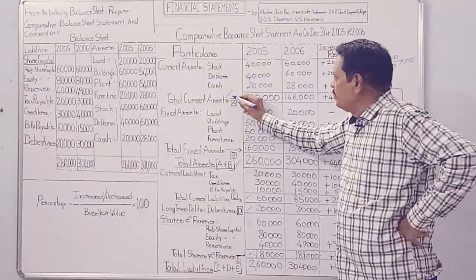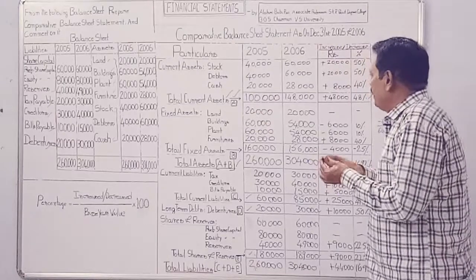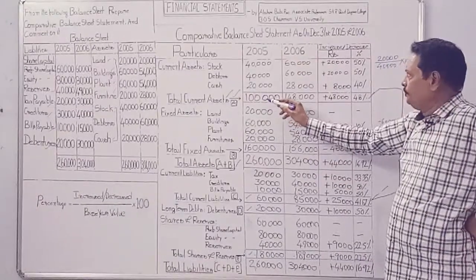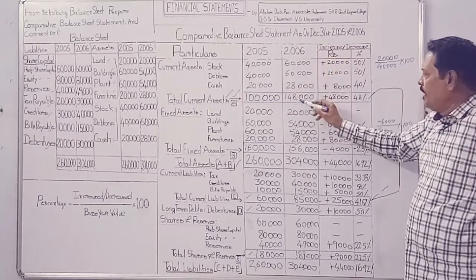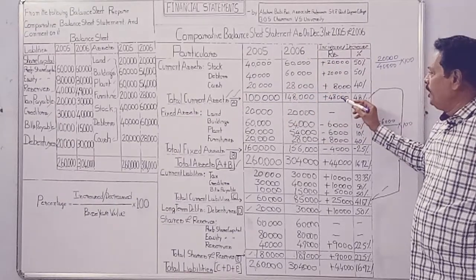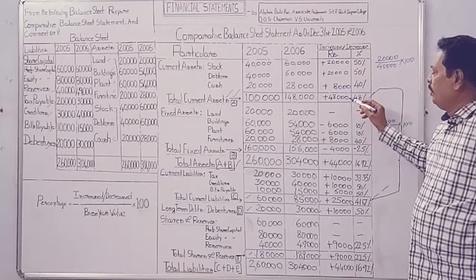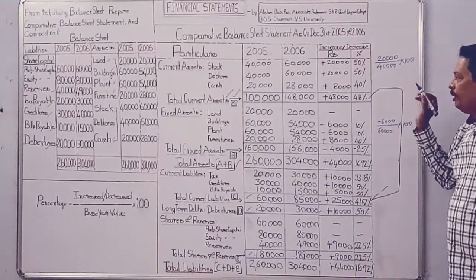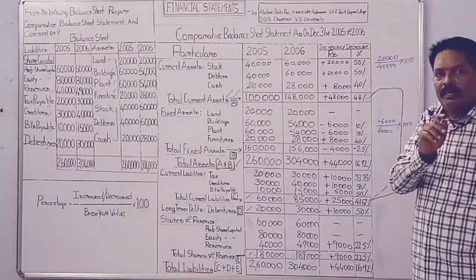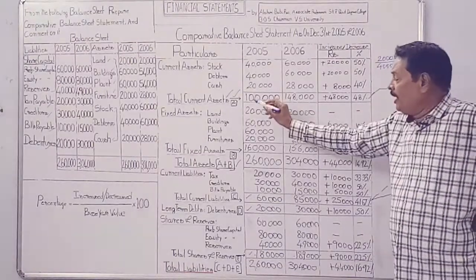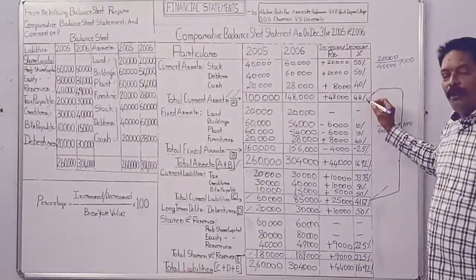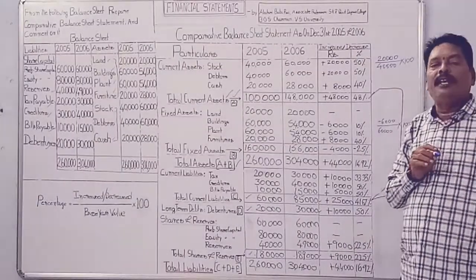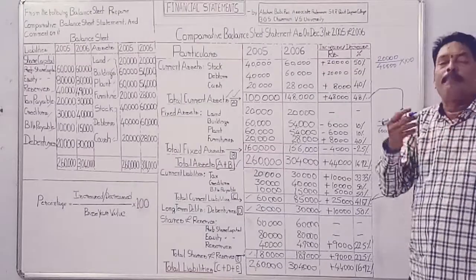Total current assets. Total current assets for 2005, 1 lakh. For 2006, 1,48,000. How much increase? 48,000. How much percentage do you get? 48%. Within 1 year, total current assets are increased by 48%. It is a good sign for maintaining the business.